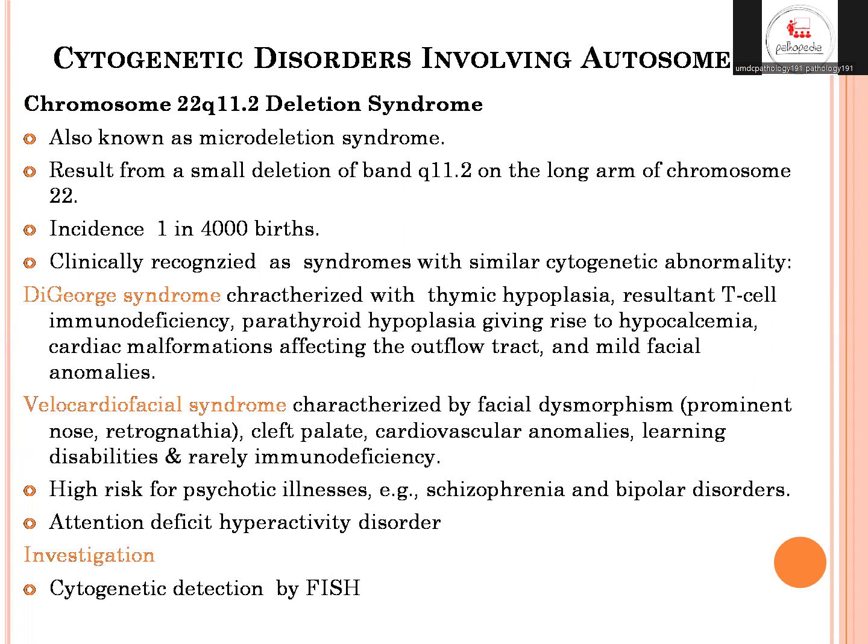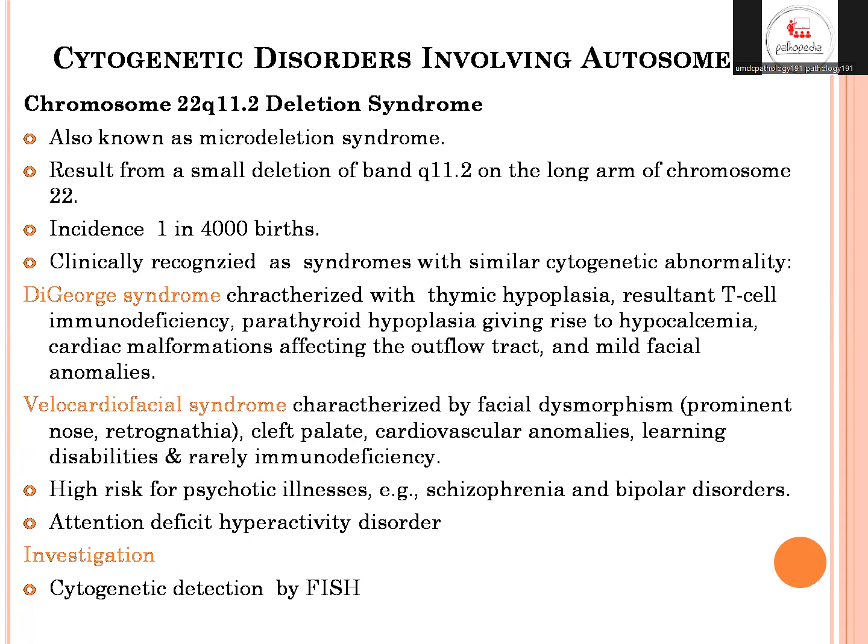Another cytogenetic disorder involving autosomes is chromosome 22q11 deletion syndrome. It is also known as microdeletion syndrome, resulting from a small deletion of band q11 on the long arm of chromosome 22. It occurs in 1 in 4,000 births. Clinically it is recognized as syndromes with a similar cytogenetic abnormality, like DiGeorge syndrome and velocardiofacial syndrome.